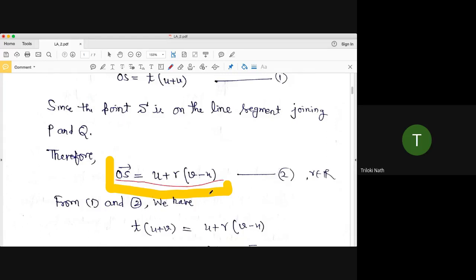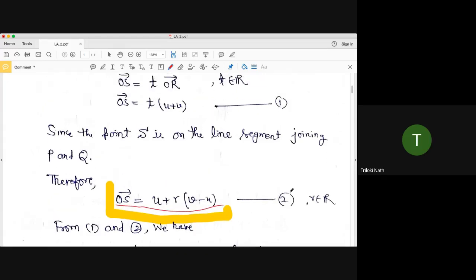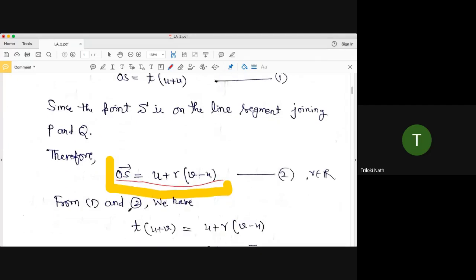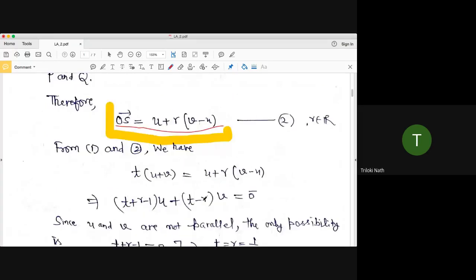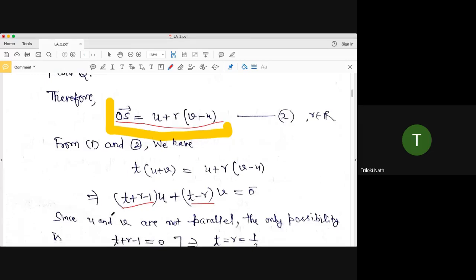But from 1 and 2, what do you see? You see that this left hand side vector is the same, so the right hand side vector must also be the same. So from 1 and 2 we have T times (U plus V) is equal to U plus R times (V minus U). Simplifying this, you have (T plus R minus 1) times U plus (T minus R) times V, and that is the zero vector.